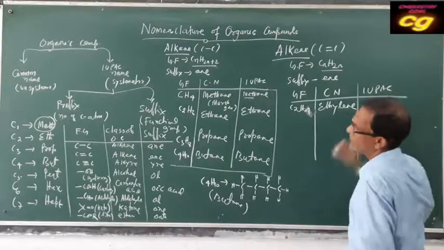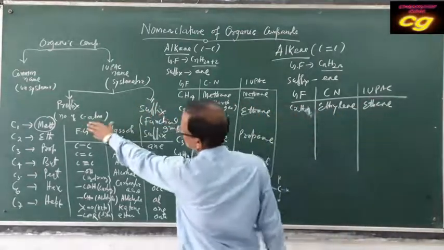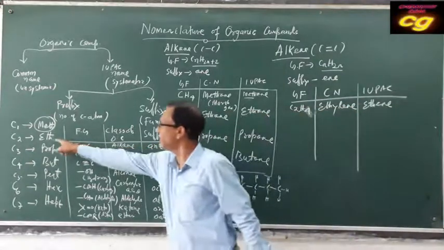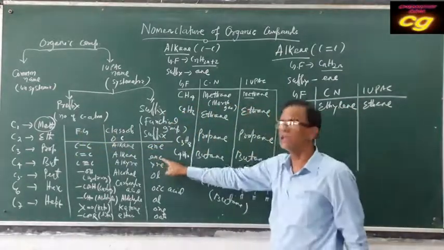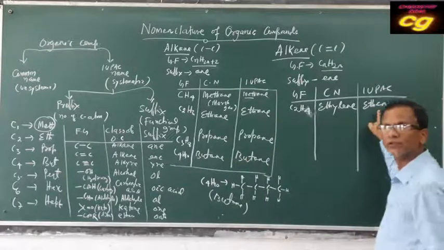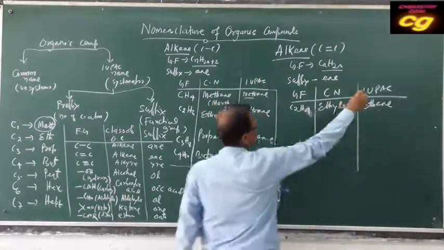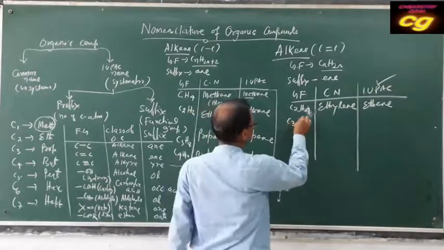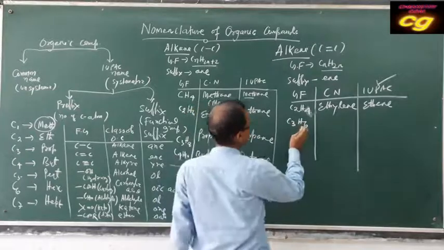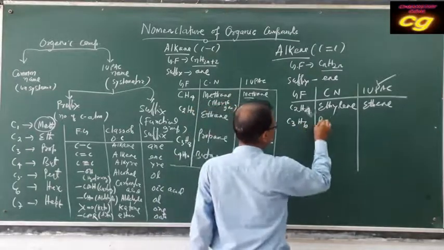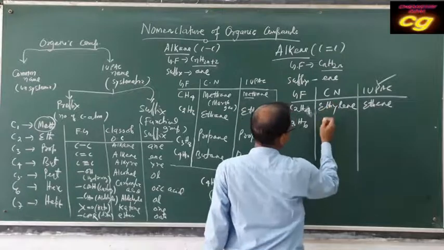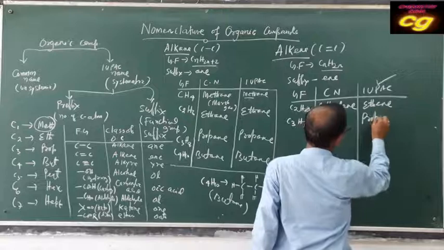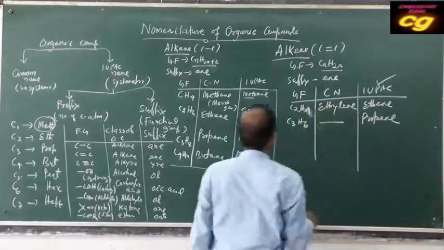You follow the nomenclature, prefix and suffix. Prefix for 2 carbon is eth, and the suffix is ene, so ethene. We have to follow the IUPAC nomenclature rules. Then C3H6 will be propene. The common name is not necessary to write. Your IUPAC name is propene.